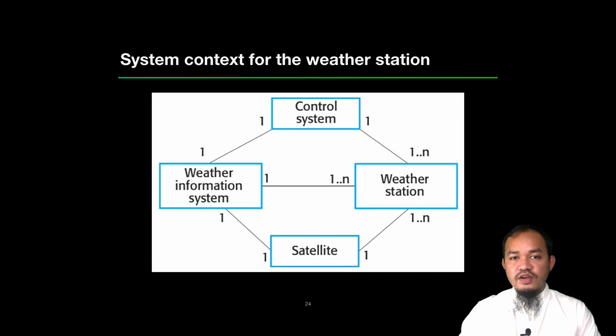For the example of the weather station, you can see this is the system context of the weather station. Looking at the right hand side, there is the weather station. The weather station is not working alone, but depends on other systems. This is what we call system context. They may depend on a control system, satellite, weather information system, and so on.